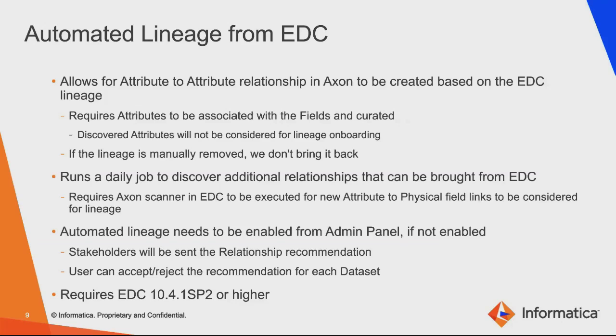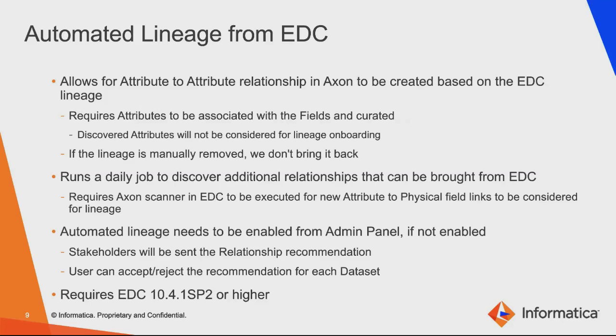Now, this requires your attributes, especially for the auto onboarding, to be curated and accepted before the lineage can be brought in. But if they are accepted and curated, we can bring the lineage between attributes automatically from EDC. This will run as a daily job, so that every night the system will run a job over all the attributes that you have in Axon, and for the associated physical fields, check what lineage exists, and if it has not been created in Axon so far, it will bring that lineage by creating the attribute to attribute relationship into Axon.